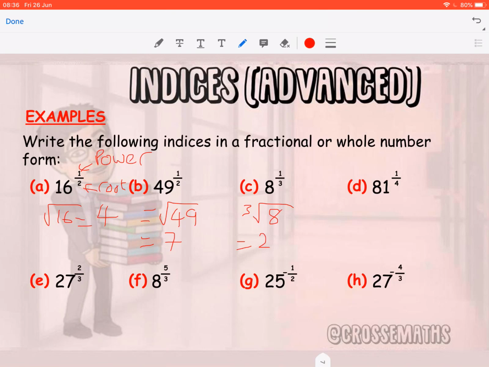81 to the power of a quarter. Okay, that means you're looking for a number that times itself 4 times to make 81. That will be 3. 3 times 3 times 3 times 3 makes 81.